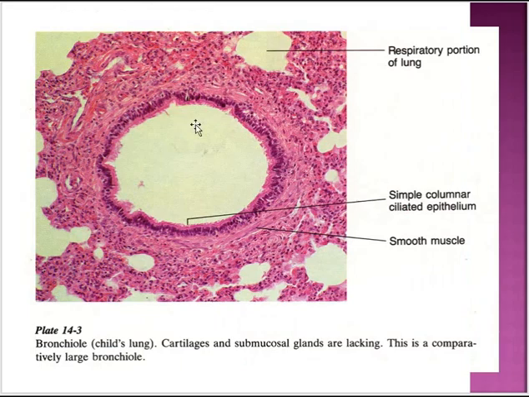What are the bronchioles? These are the small bronchi, and in the wall they will have no cartilage. Then they will have a relatively thick smooth muscle coat compared with the thickness of their wall.